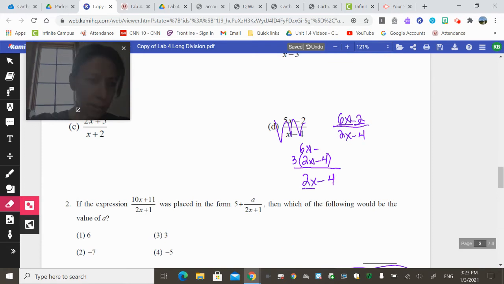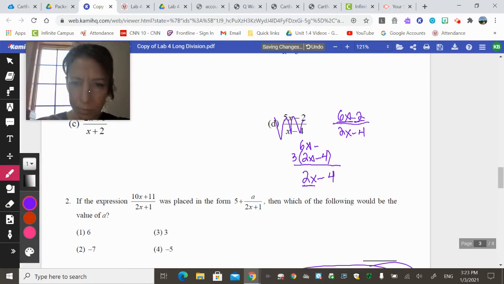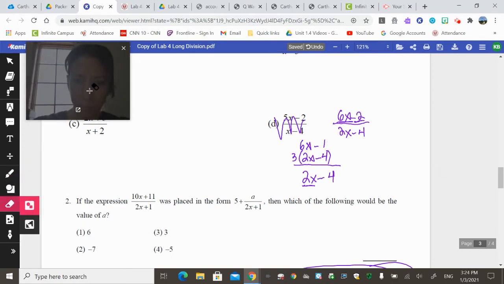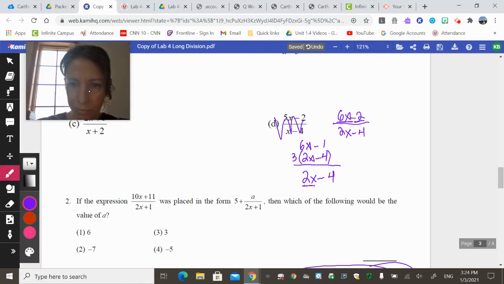Okay, this pen is glitching out or not working very well. Oopsie. And I'd have to add 10.